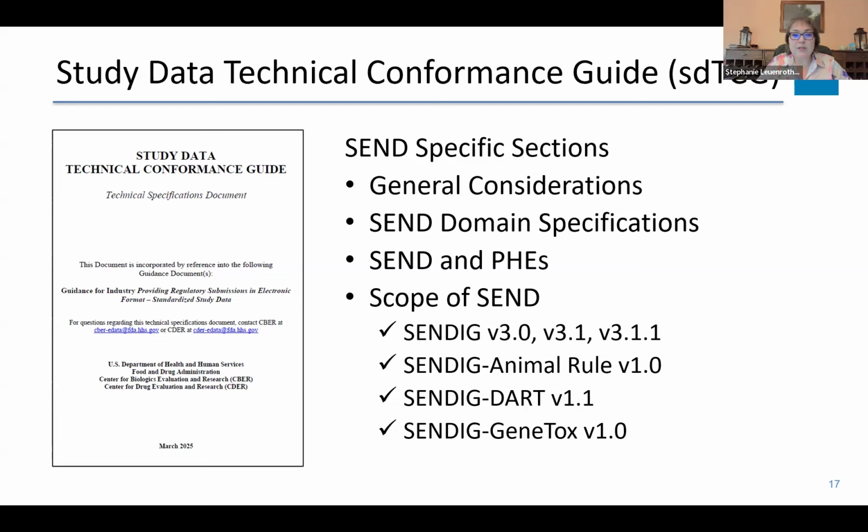So for SEND specific sections, we have everything from general considerations, domain specifications. We added in a section during COVID for public health emergencies. We have these sections called the scope of SEND for SEND IG version 3.0, 3.1, 3.11, and so on and so forth, as shown on the screen, where we give our interpretation of the expectation of when SEND is to be submitted to the FDA.